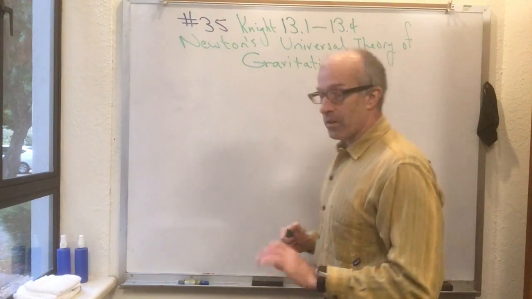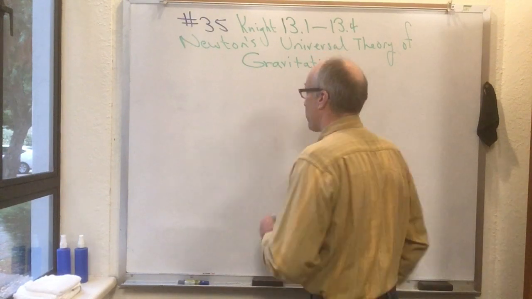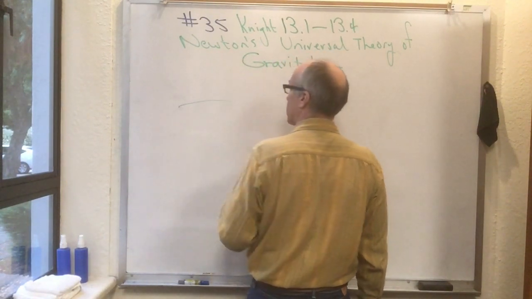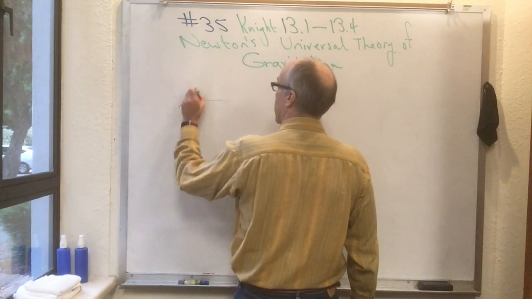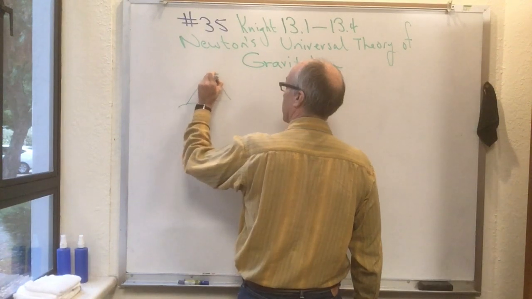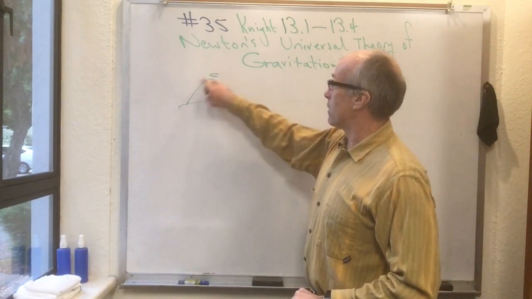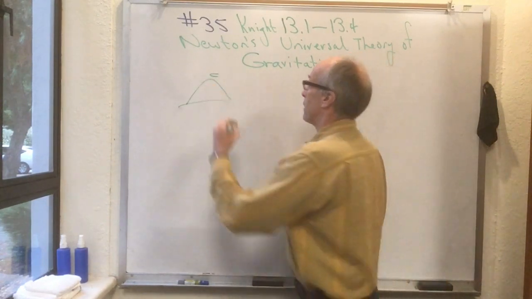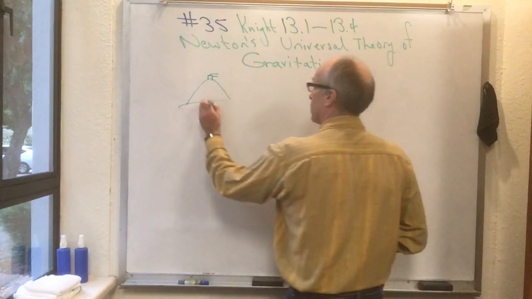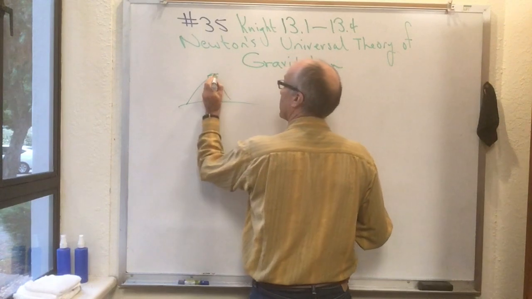So here's how it got started, at least if you go and look at Newton's Principia. Newton imagined himself on a mountain. So here's Newton. Here's a mountain. He's up here, and he's got himself a cannon. Okay, so there's the surface of the Earth. There's the mountain sitting on the surface of the Earth. There's a cannon sitting on top of the mountain. And Newton says, suppose I shoot the cannon.